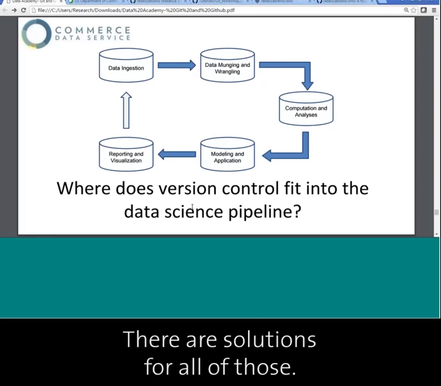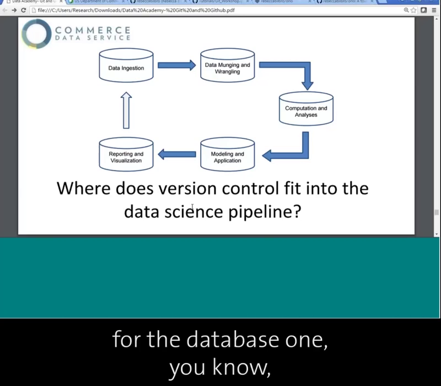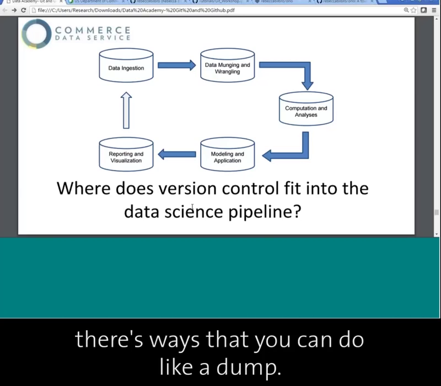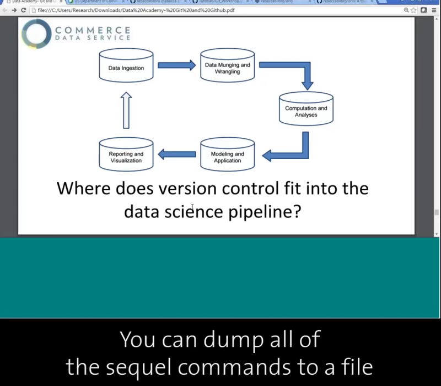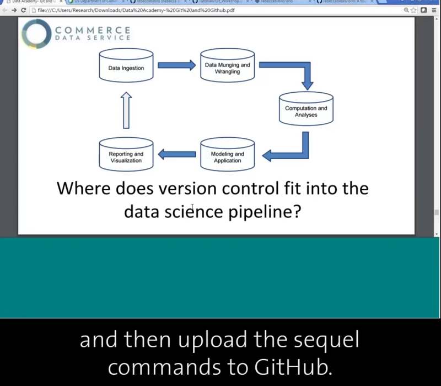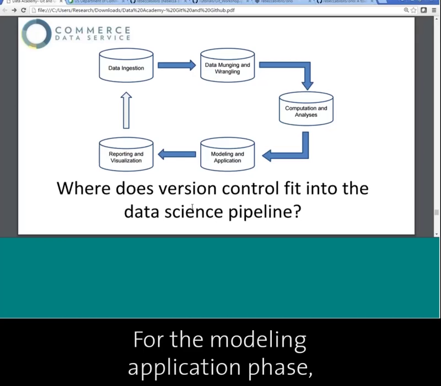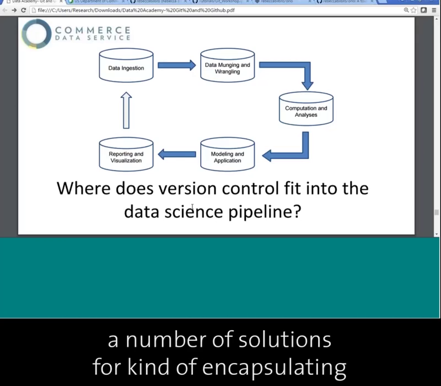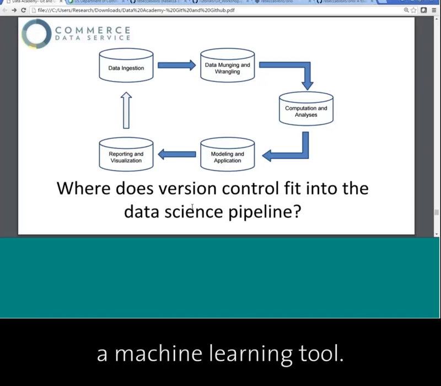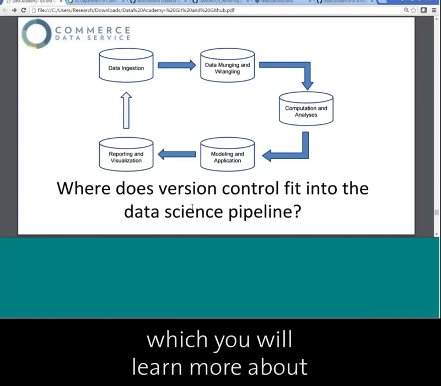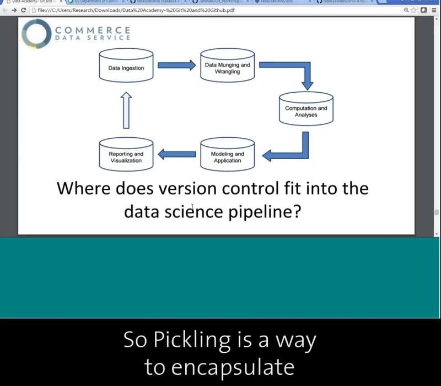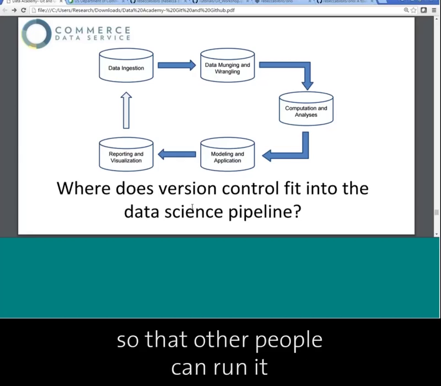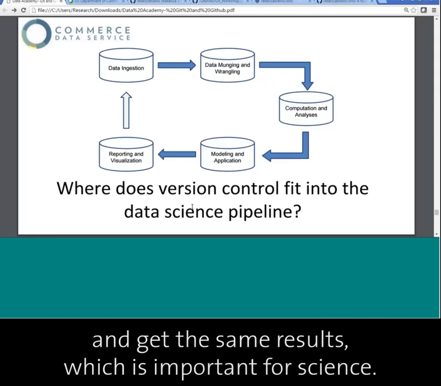These are hard things. There's solutions for all of those. For the database one, there's ways that you can do a dump, like Postgres has pg_dump. You can dump all of the SQL commands to a file and then upload the SQL commands to GitHub. For the modeling and applications phase, there's a number of solutions for encapsulating a machine learning tool. In Python, we use Pickle, which you will learn more about if you take my machine learning class. So pickling is a way to encapsulate your predictive model so that other people can run it and get the same results, which is important for science.